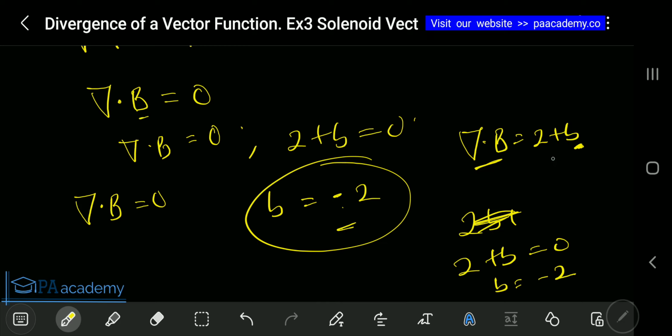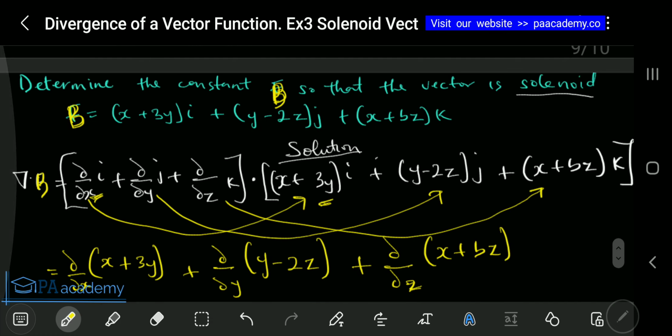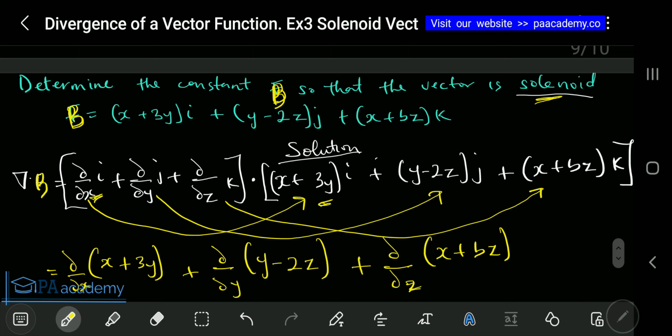So if we bring this minus 2 into this, we are going to have div F equal to 2 minus 2, and that will give us 0, which establishes the fact from the question that it is a solenoid vector. So I hope you get that.